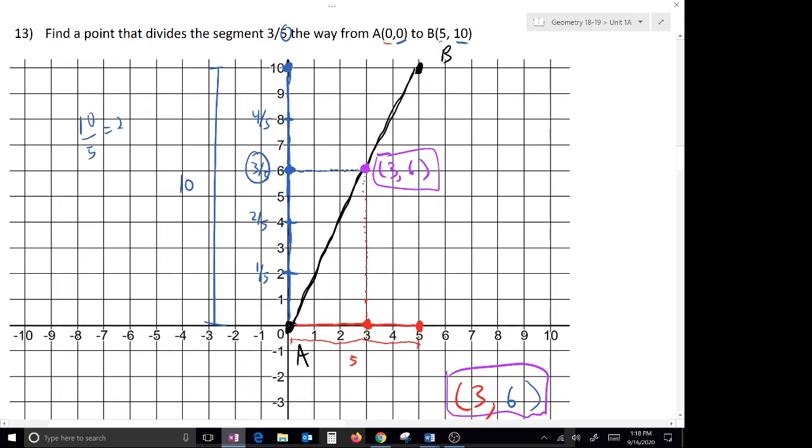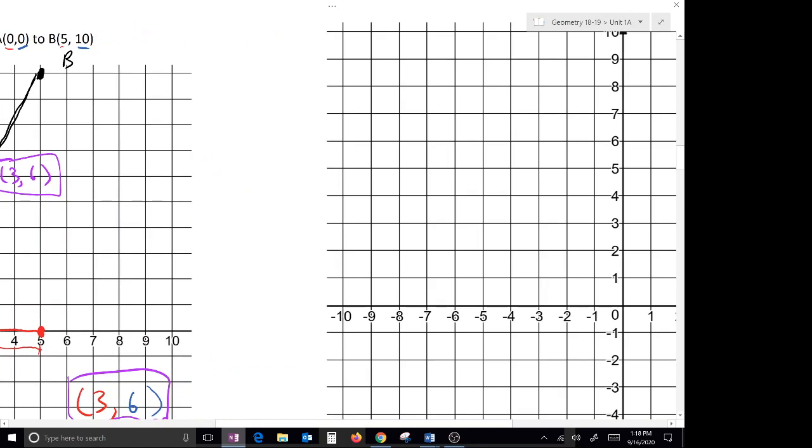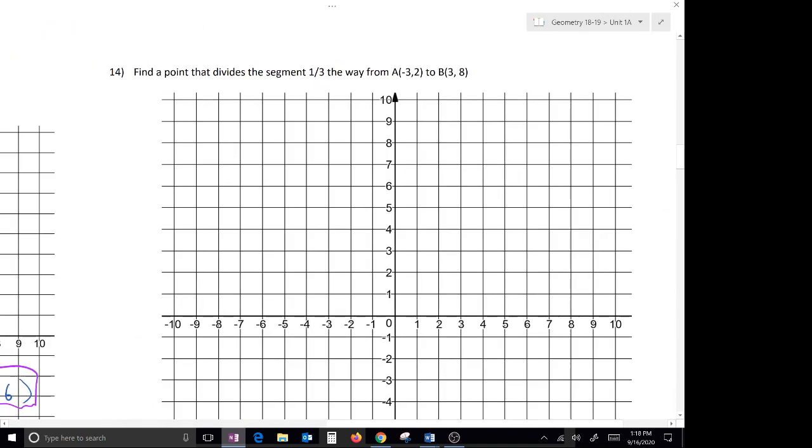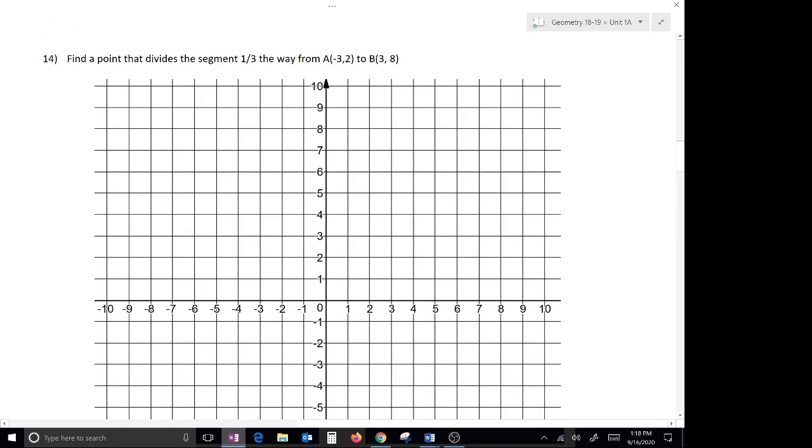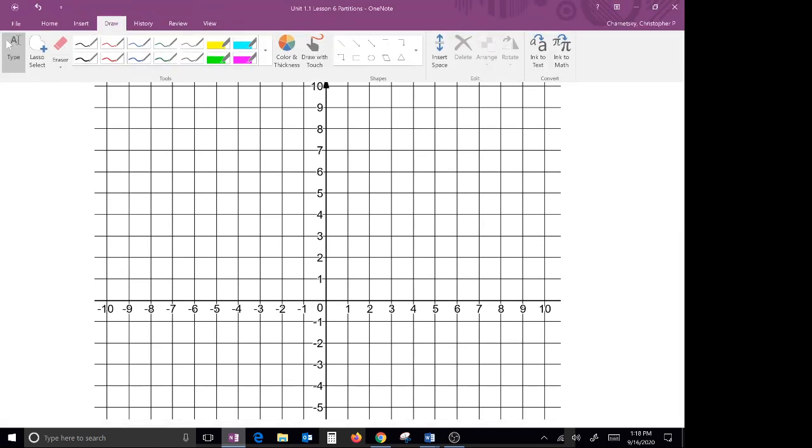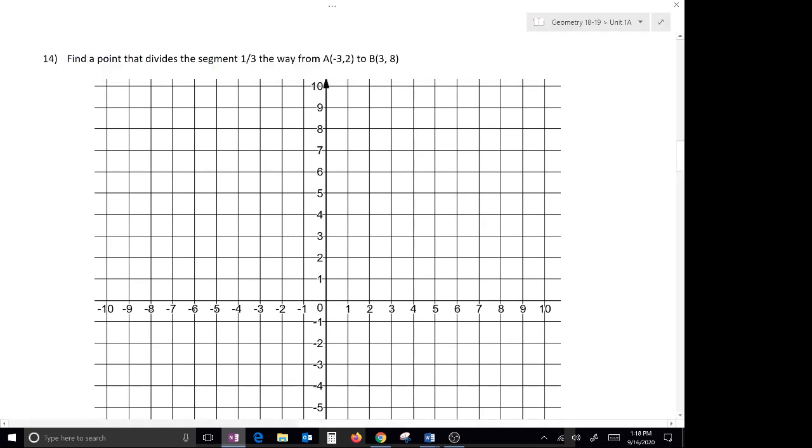We'll do another example. Let's find a point 1/3 of the way from -3, 2. Let's go ahead and plot our points. There's A, and 3, 8. There's B. Try and draw this as nice as possible. There we go. Alright, so we need to do the same thing.